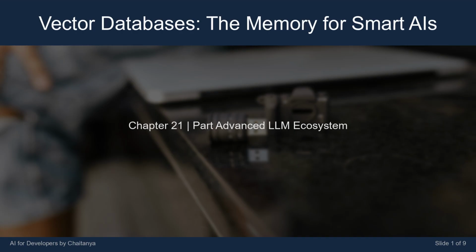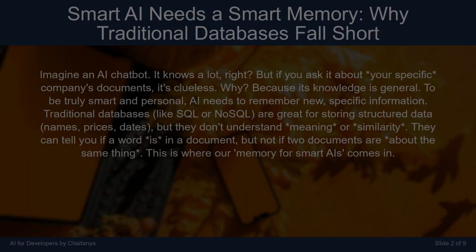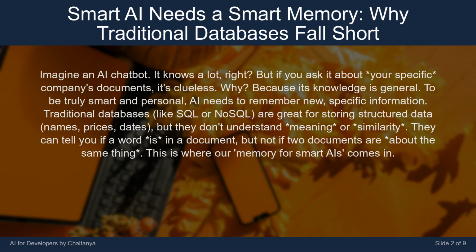The memory for smart AIs. Imagine an AI chatbot. It knows a lot, right? But if you ask it about your specific company's documents, it's clueless. Why? Because its knowledge is general. To be truly smart and personal, AI needs to remember new, specific information.